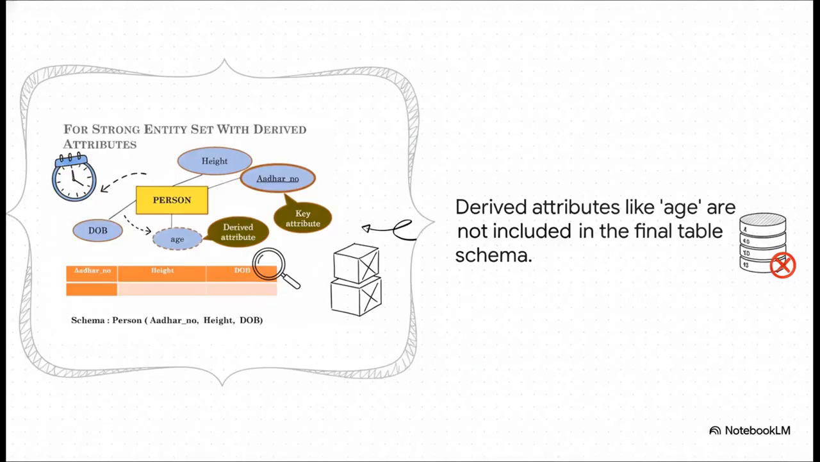And the rule here is just pure efficiency. Don't store what you can calculate. That age attribute, you can see it with the dotted line, is completely left out of our final table. Why? Well, think about it. If we stored age, we'd have to update that column for every single person every single day. That's a nightmare. Instead, we just store the date of birth, the single source of truth, and we can calculate the age whenever we need it. It saves space and guarantees the data is always accurate.